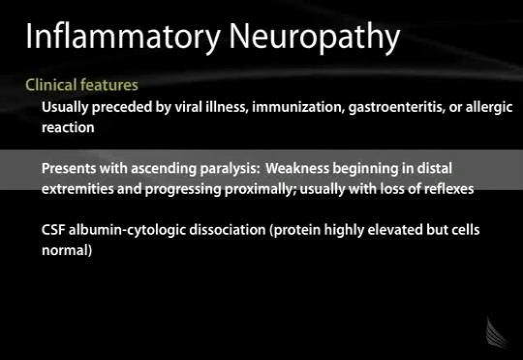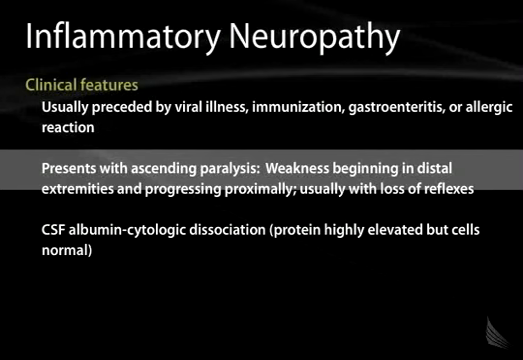The key finding on exam in patients with Guillain-Barré is loss of reflexes. So when you tap and you've lost ankle jerks and the patellar reflex, and you have a patient who's got ascending paralysis, you're most likely dealing with a patient with Guillain-Barré.